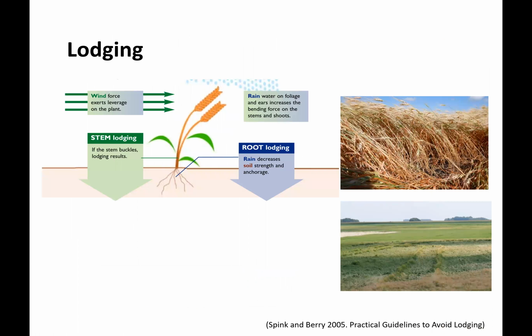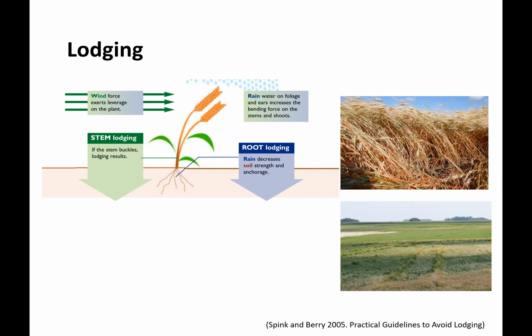So lodging is simply when the plant falls over, but it's an interaction of environmental forces, the plant itself, as well as the root cone and the soil conditions. So wind acts as a force that exerts leverage on the plant. Rainwater on foliage and ears increases the bending force of the stems and shoots.